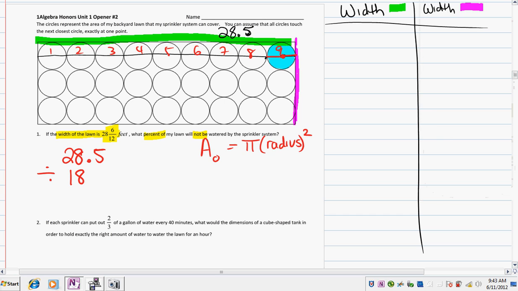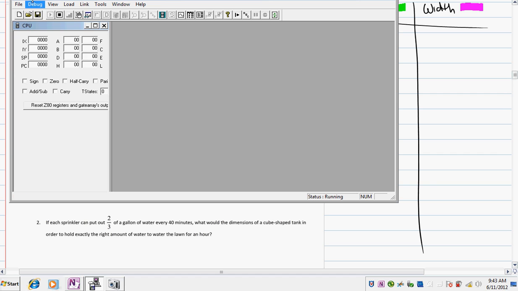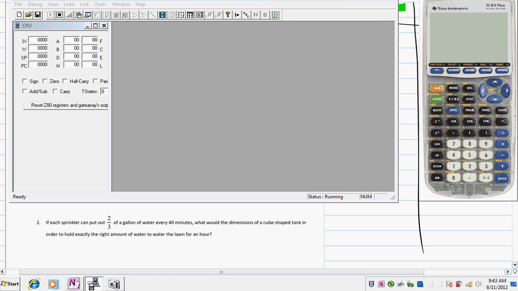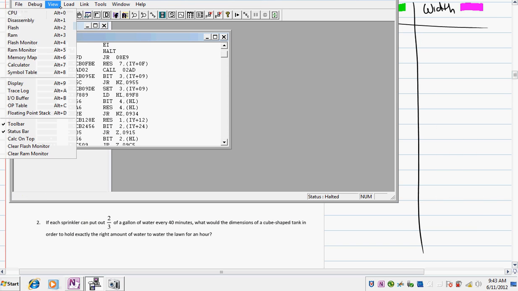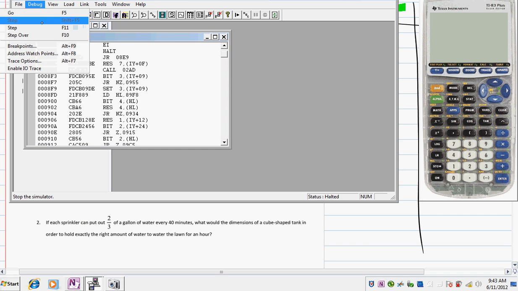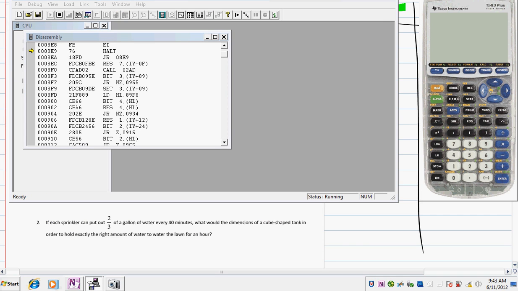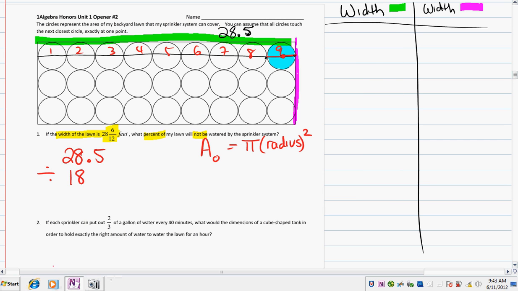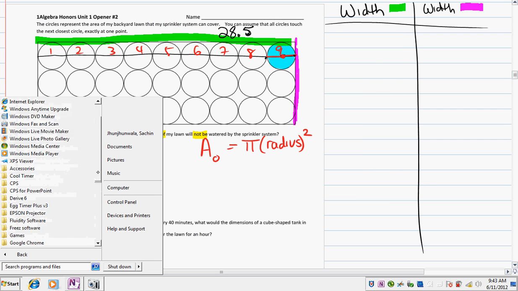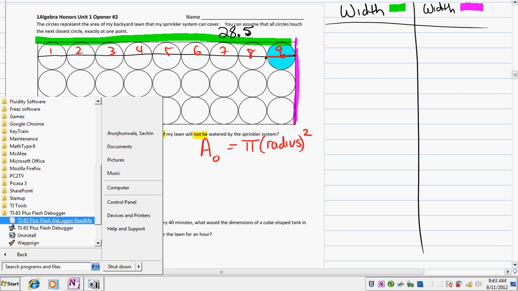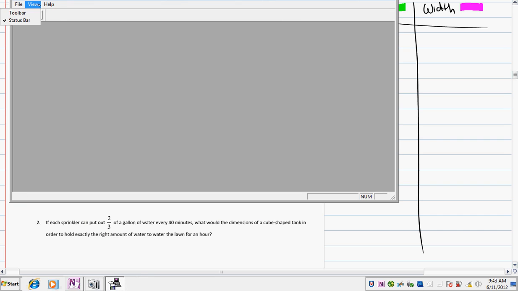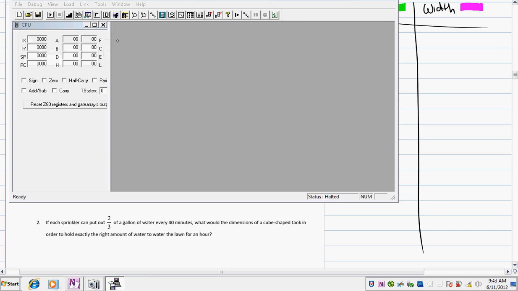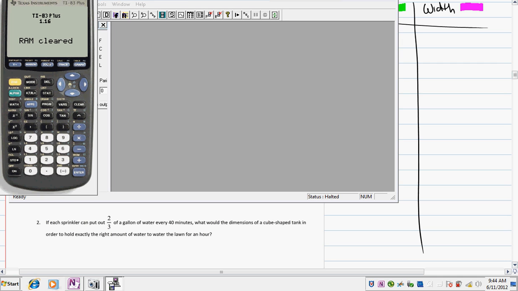So sometimes this crashes. Sometimes it takes a restart, so I apologize real quick. This is just an emulator. Your calculator won't have these issues. Okay, the calculator is back, and we are ready to go. Alright.